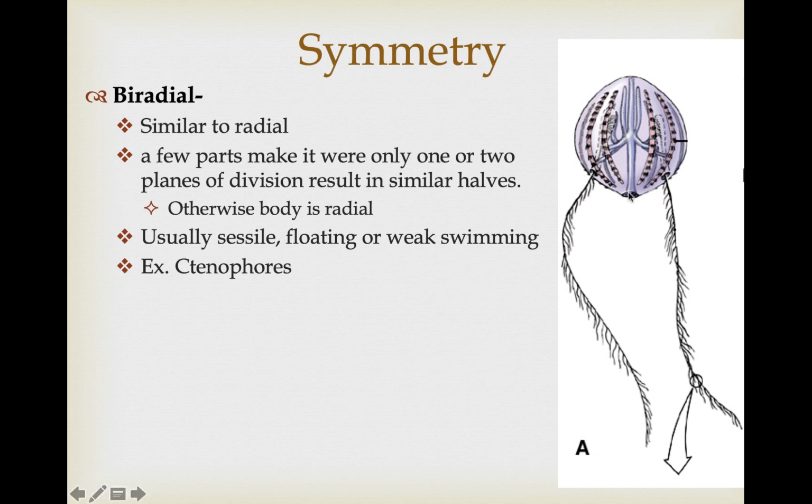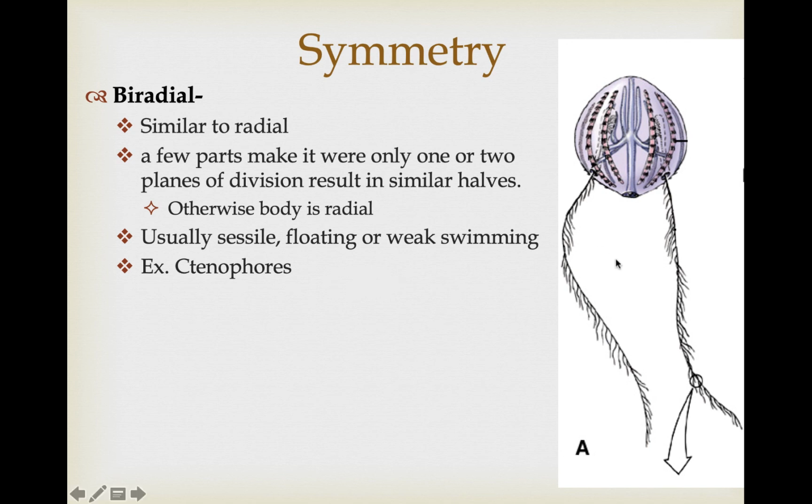So, for example, in this comb jelly or ctenophore, it's pretty much round, right? But really, these two tentacles make it where you can only cut it down this one plane and get one tentacle over here and one tentacle over there. So it's basically radial, but it's technically what we call, we're going to see in a minute, bilateral symmetry. So we kind of combine those names and we call it a biradially symmetrical animal.